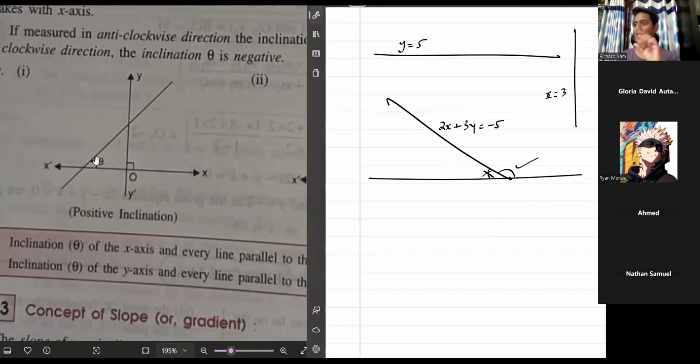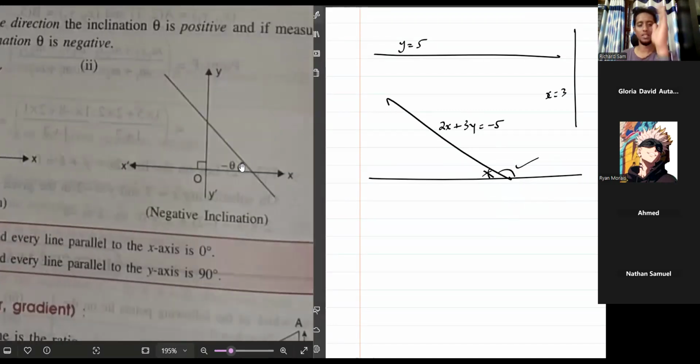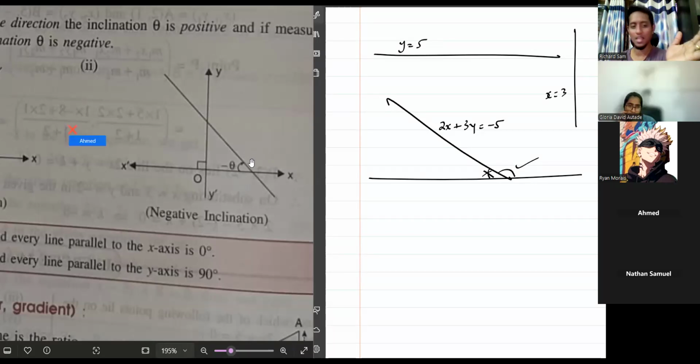Now if you look at this diagram over here, if the angle is to the right side like this, that means if theta is less than 90 degrees, it's called positive inclination. And if theta is more than 90 degrees, then they're taking theta on the left side and calling it negative inclination. Okay, we don't have negative inclination, so forget it. Always your angle is taken on which side? On the right side.